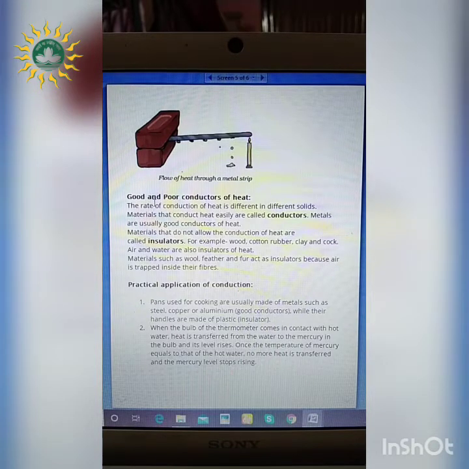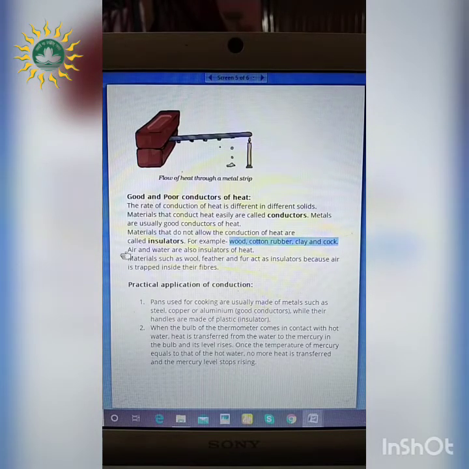Next is good and poor conductors of heat. Whenever the transfer of heat is taking place, there are two types of materials present. One is poor conductor, another one is good conductor. The materials that can conduct heat easily are called conductors, for example the metals, right? And the materials which do not allow the conduction of heat are called insulators or the bad or poor conductors of heat. For example, wood, cotton, rubber, clay and cork. So these are examples of insulators.